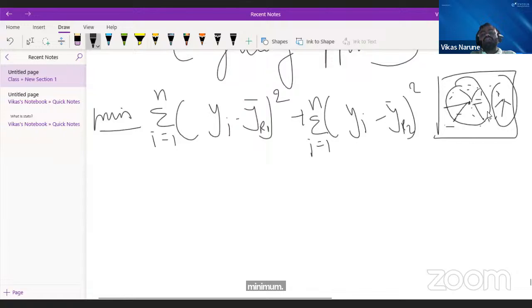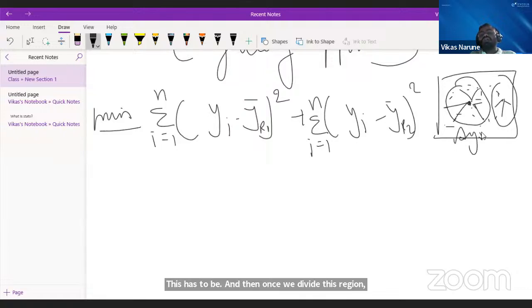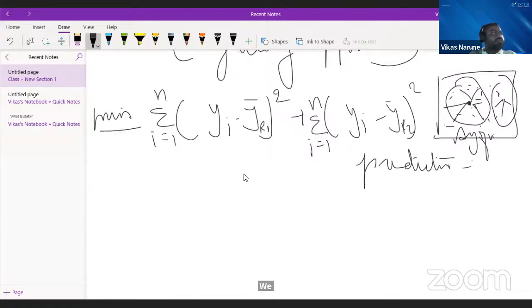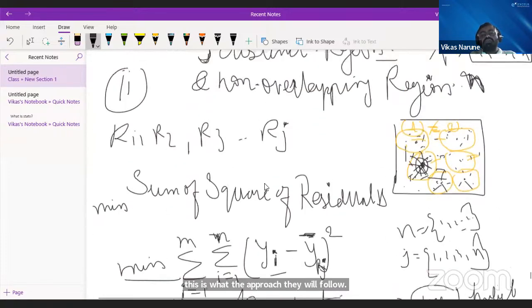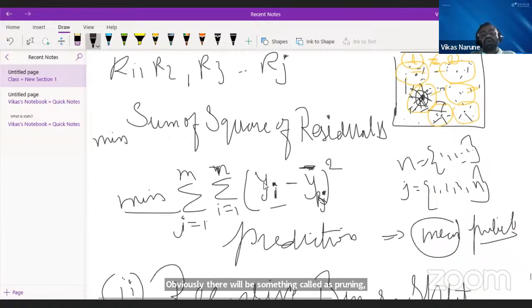And then once we divide the regions, guys, whatever the center is, the average of all the values within that region, will become the prediction for the decision tree regression. So this is the approach they will follow. Obviously, there will be something called pruning, which is how they try to regularize things. I will talk about it.